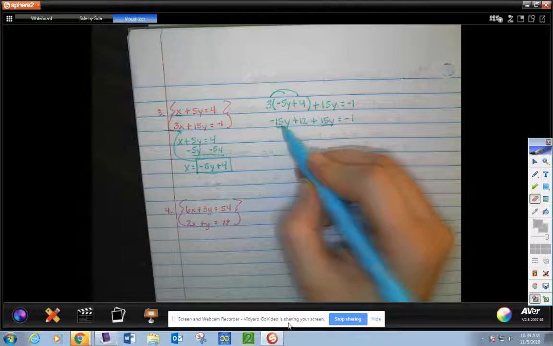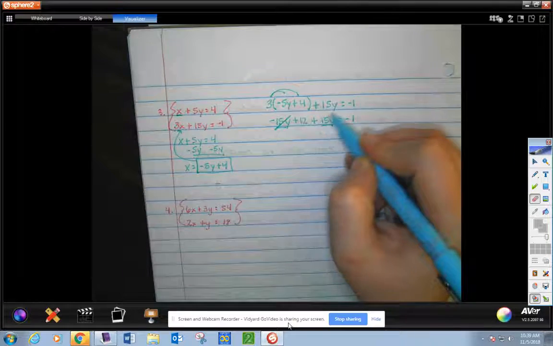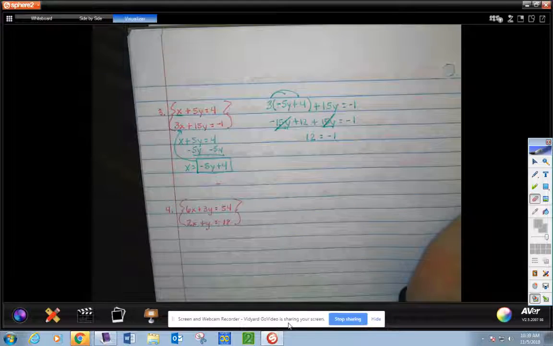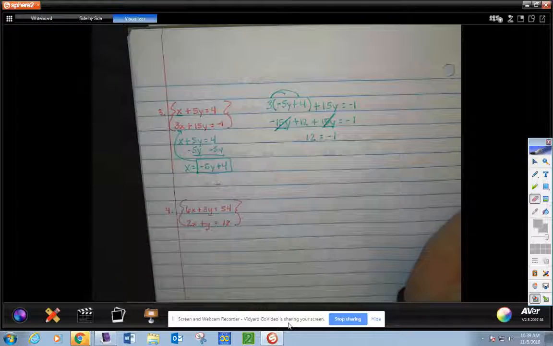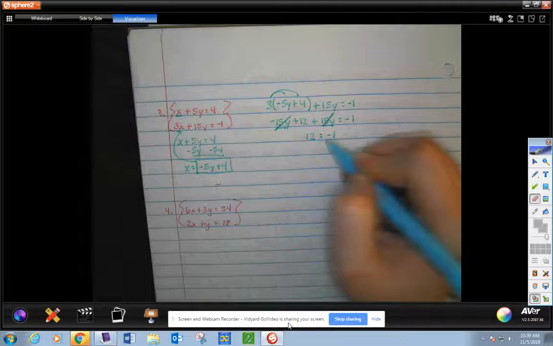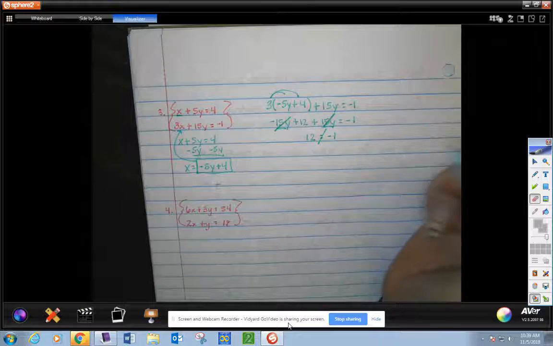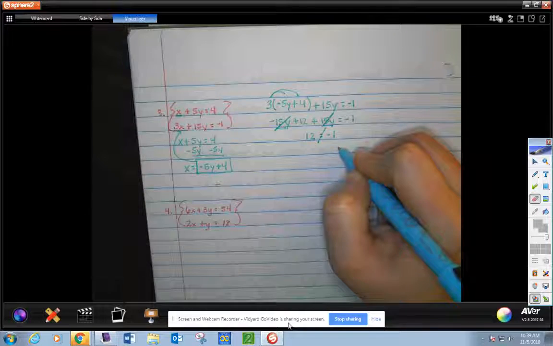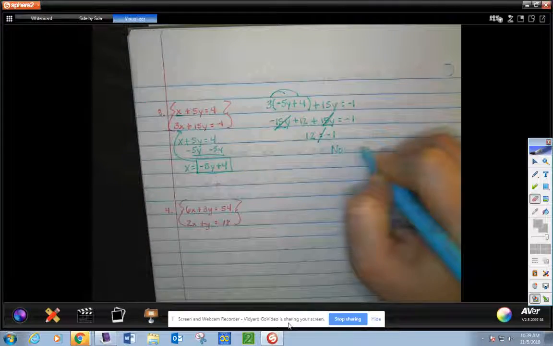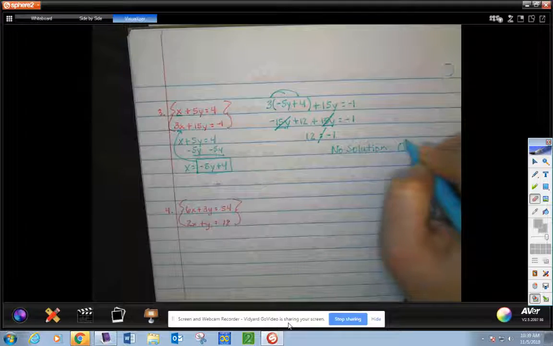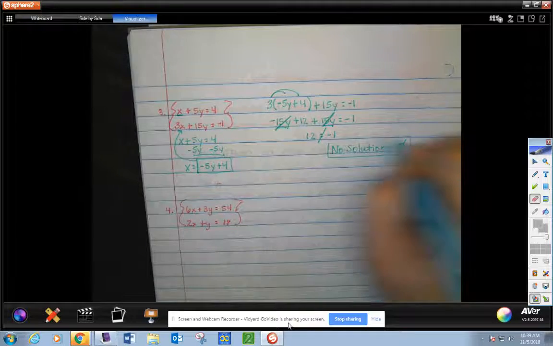Well, a negative 15y and a positive 15y, they cancel each other. So all you have now is 12 equals negative 1. Your letters canceled. So now what you look at, does 12 actually equal negative 1? Well, no, it doesn't. Since this is a false statement, for your answer, you can either write the words no solution, or you can use the symbol. Whichever way you want to go, I'll take either.